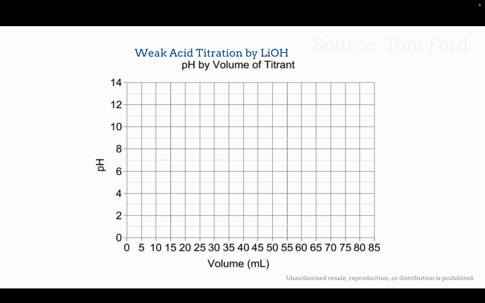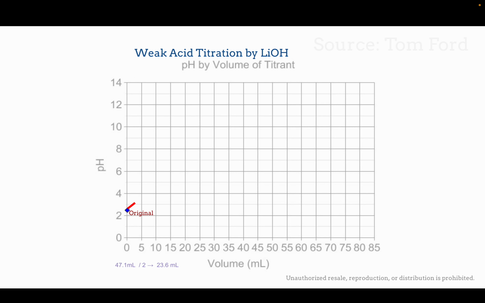Part D, sketch the titration curve. It starts with the pH that we just calculated, the weak acid's initial pH before any base is added. As base is added, the pH rises gradually, especially during the buffering region. At the half equivalence point, half of the acid has been neutralized. And at this exact volume, the concentration of acid equals the concentration of conjugate base. So pH equals pKa.